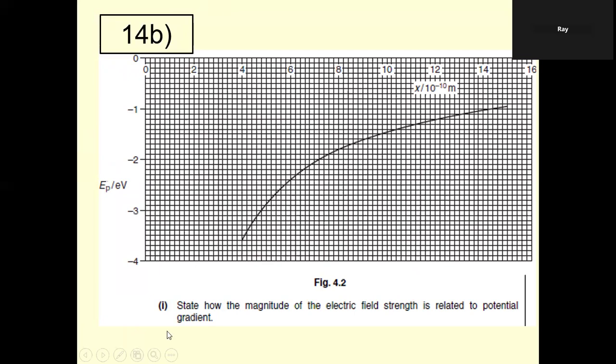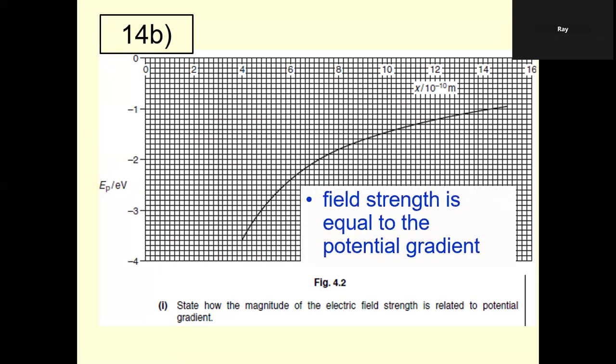Okay, that's the graph. State how the magnitude of the electric field strength is related to the potential gradient. Memory work, memorize. Electric field strength is equal to the potential gradient, or negative, but they want magnitude. Magnitude, we don't worry about the negative side. That's the equation.